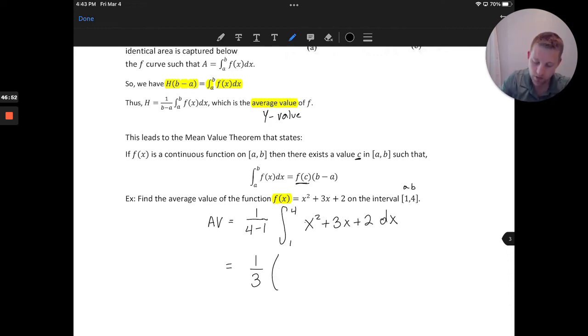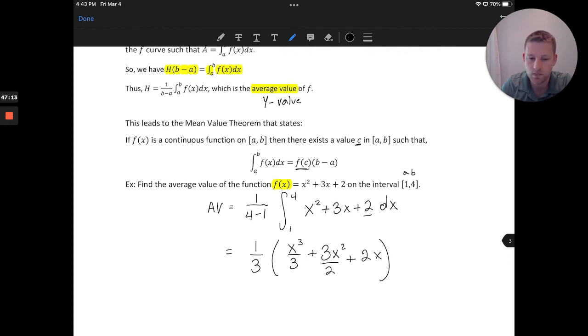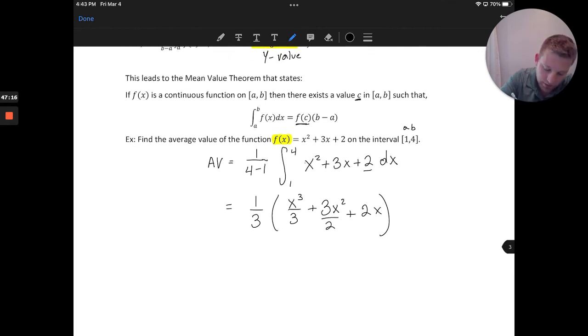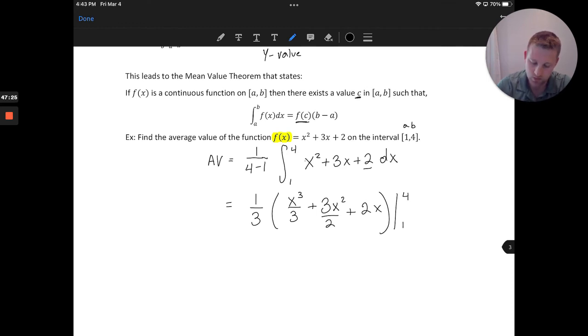And then we can consider, well, what's the antiderivative of our function? So we can say that that antiderivative will be x cubed over 3 plus 3 times x squared over 2, and then plus that final value will be 2 times x. And we would like to evaluate this over the interval from 1 to 4. So we'll go ahead and jot down the results from this.